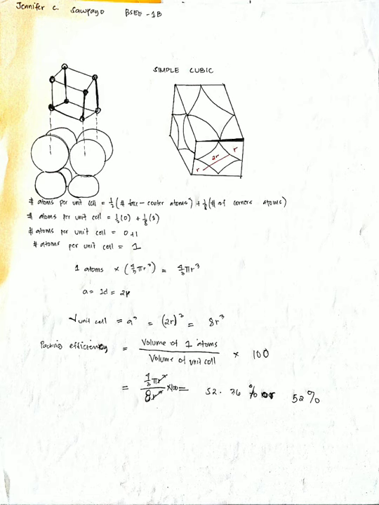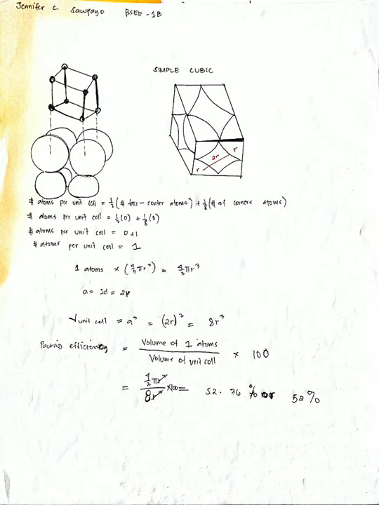Before we can calculate the volume of the atoms in a unit cell, how many atoms are contained in a simple cubic? Every atom at the corner is 1/8 of an atom. 1/8 times 8 is equal to 1. So, there is 1 atom per unit cell in a simple cubic structure.